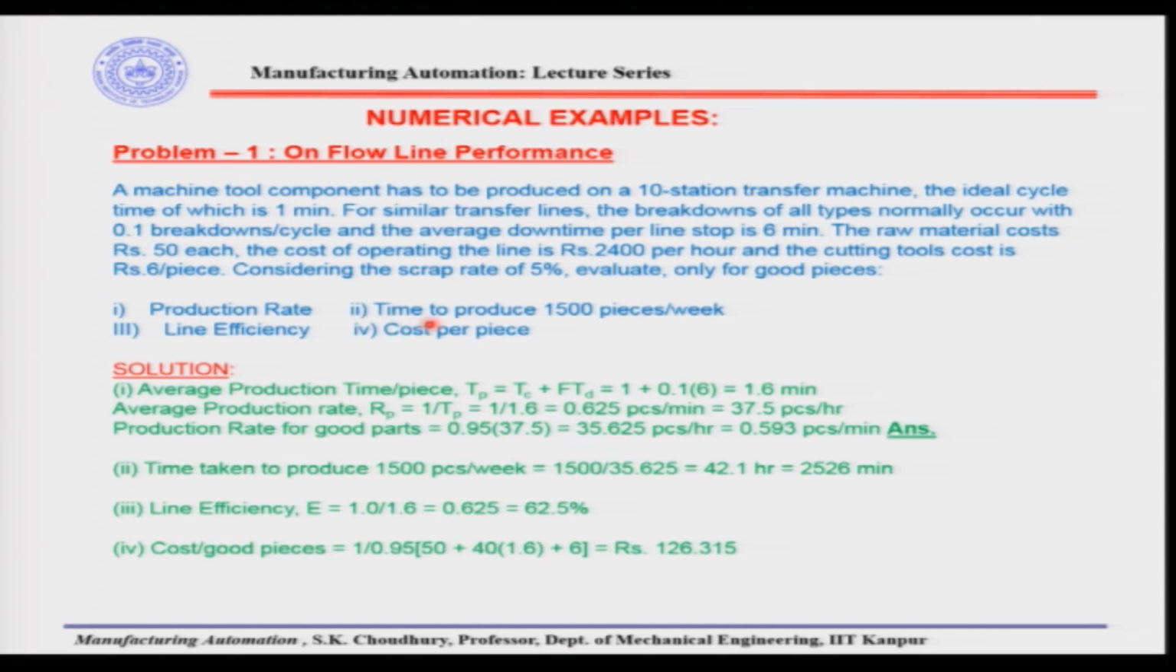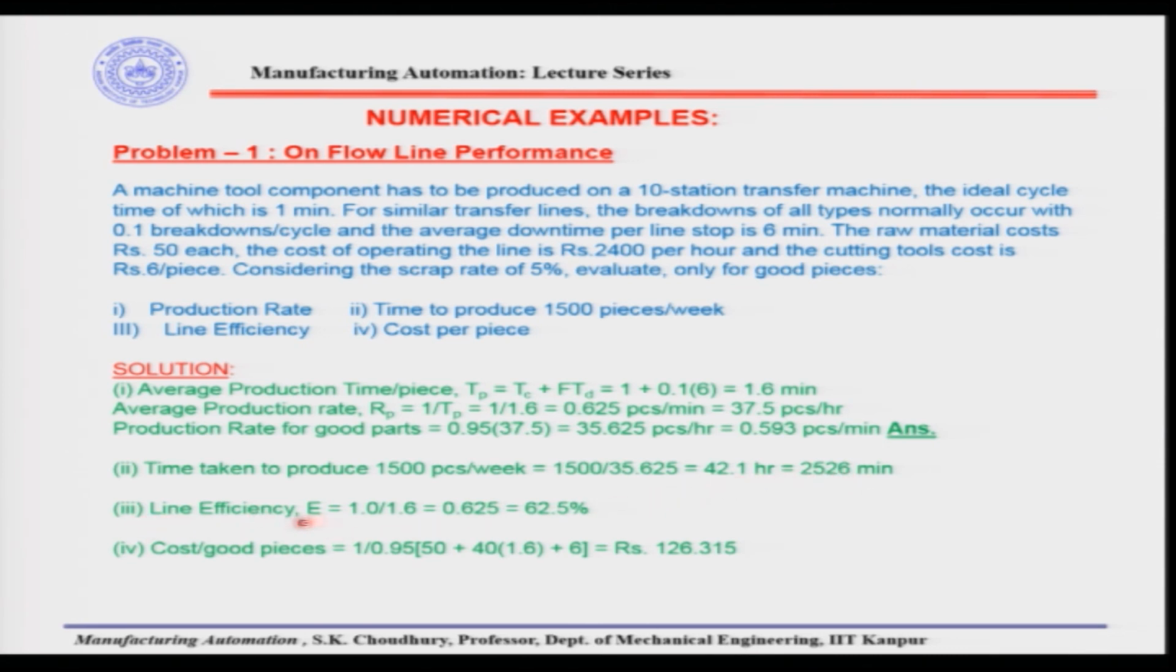Next is the time taken to produce 1500 pieces. So, per week given is immaterial, because these many pieces are planned to be made within a week. So, how much time it takes, that is what matters. The time taken to produce 1500 pieces overall is 1500 divided by the production rate, 35.625 for the good parts only, because we are considering the 5% scrap rate. This will be 42.1 hours or 2526 minutes.